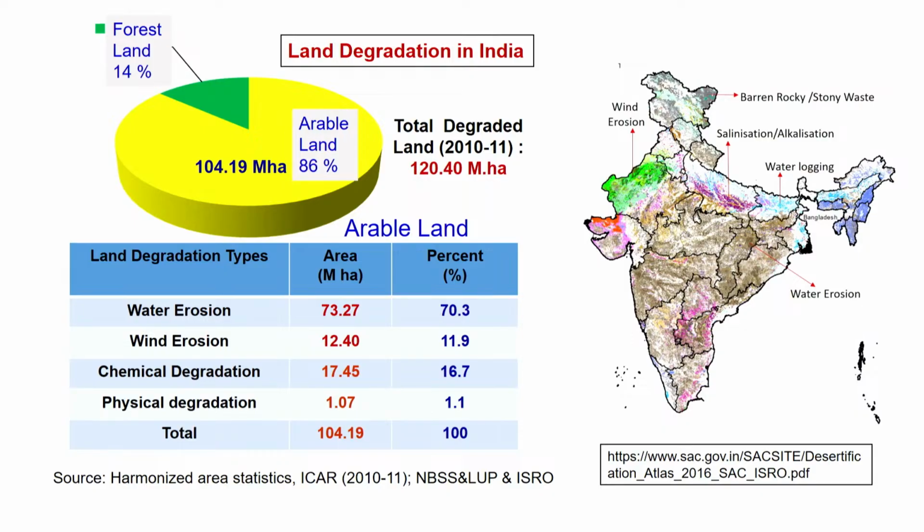Here I am showing you, can we map degraded lands using remote sensing data? You know that in our country 120.4 million hectares of land is degraded, and you can see 86% is agricultural land and 14% is forest land. 70 to 80% of the degradation is mainly because of erosion, either water or wind erosion.